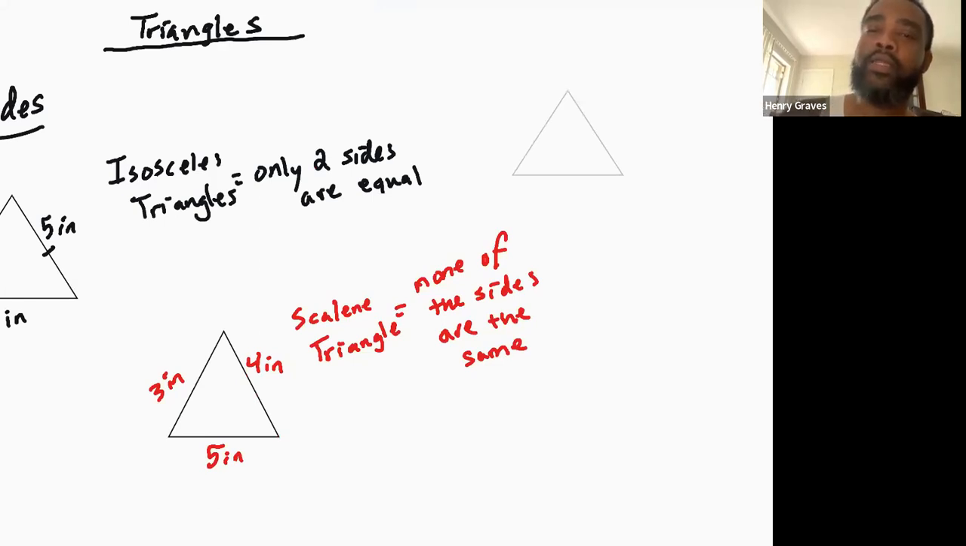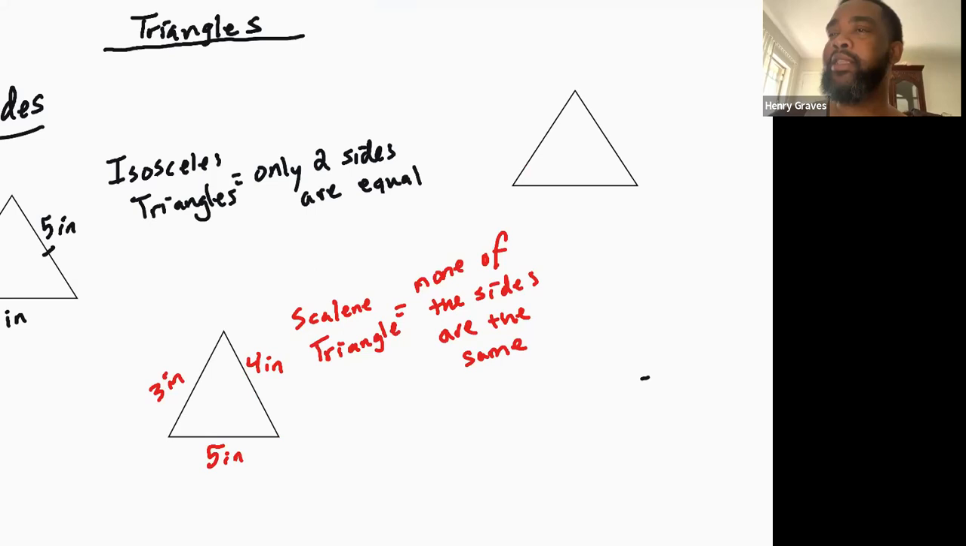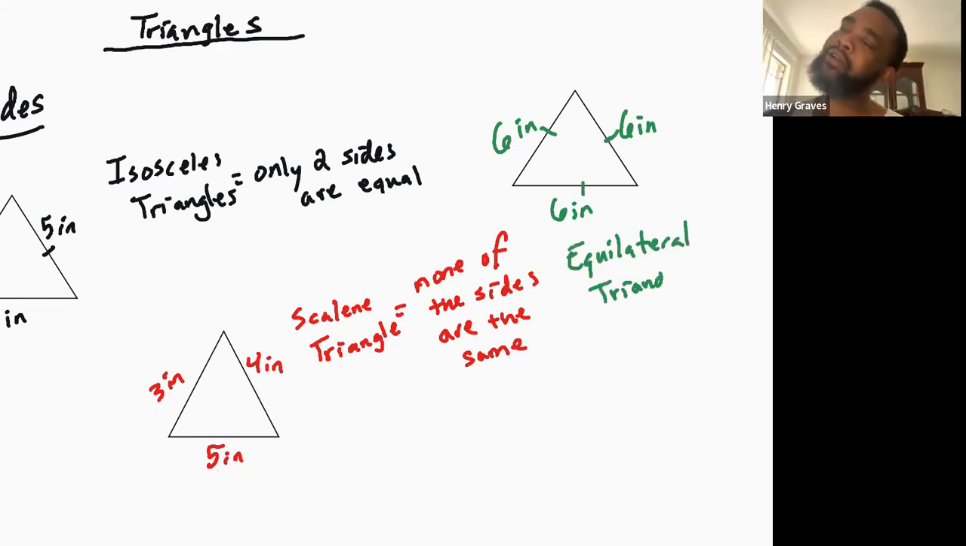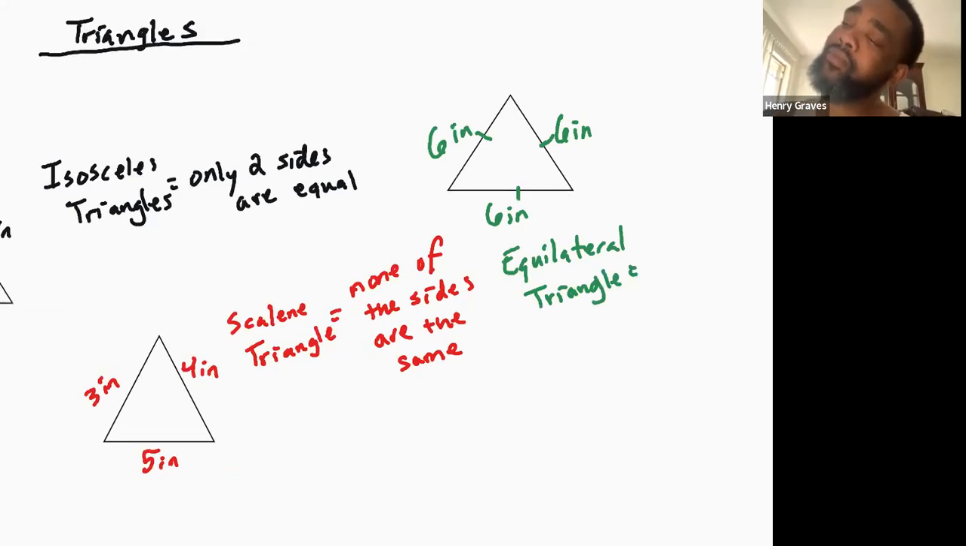In this one, if you have completely the same size, like 6 inches, all the sides here are the same. So in this case, this would be an example of an equilateral triangle, and in an equilateral triangle, all the sides are the same. I hope this really helped you guys out.